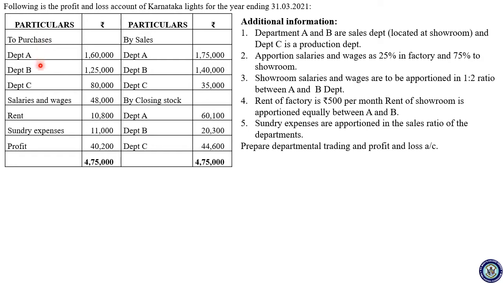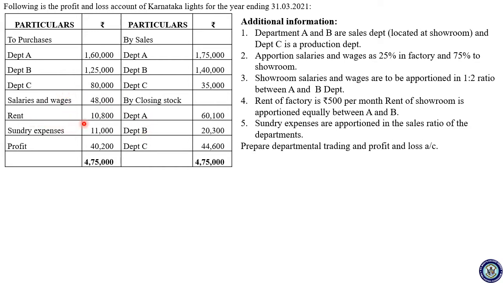Okay. So departments A, B, C, there are three departments, and the purchase is given, the sale value is given, and the closing stock is given. These items are in the trading account, and there are three expenses. Salary and wages is a P&L item. If it is wages and salary, then you can take it in the trading account. Here it is salary and wages, so we will give importance to the first term, that is salary, and we'll take it to the P&L account. Rent is a P&L item, sundry expense is a P&L item.